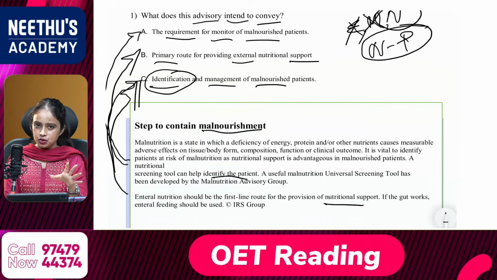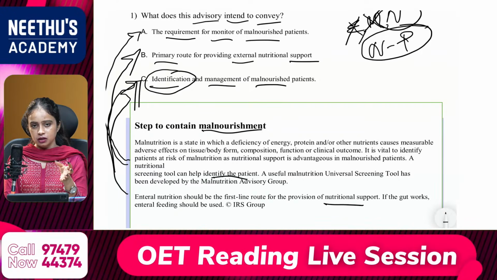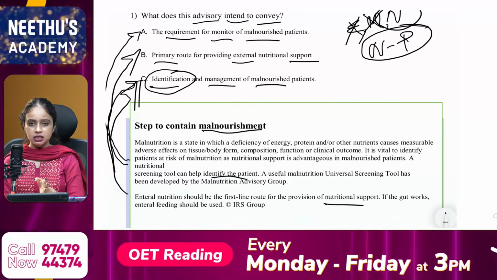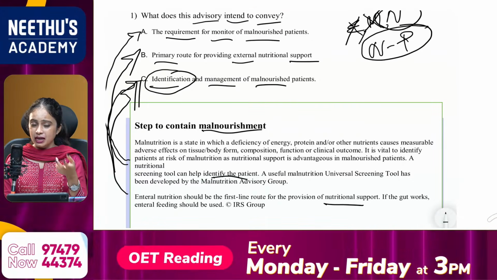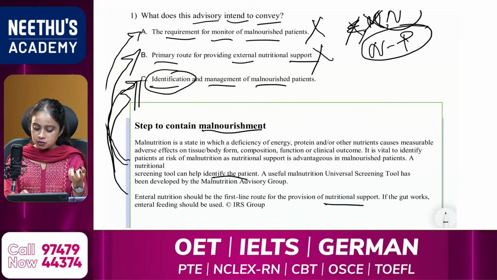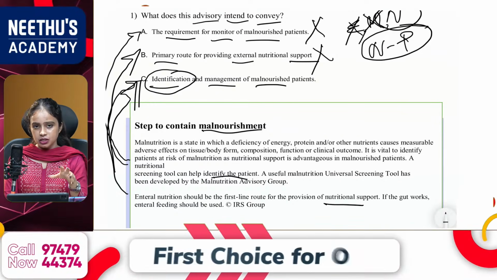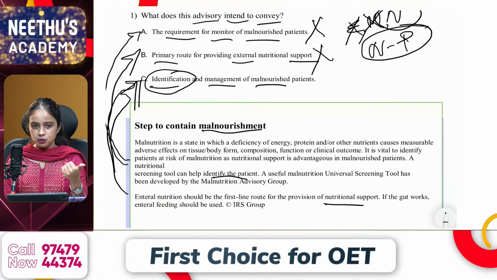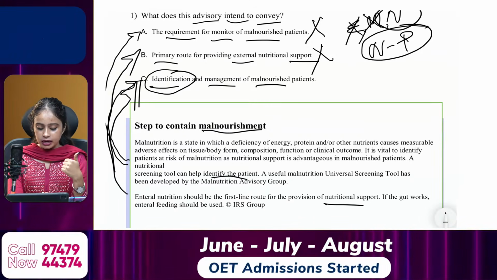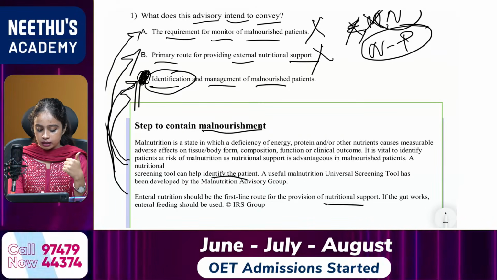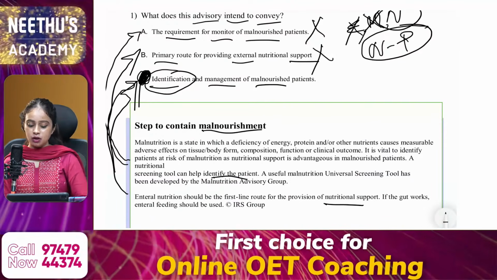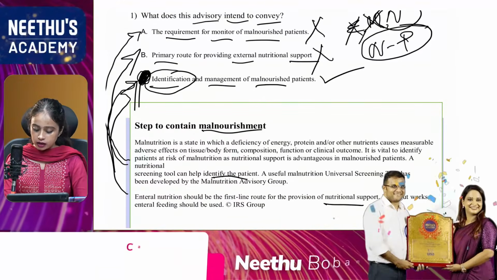First of all, it is sure it's not only about identification of the patient, something else is mentioned in the paragraph. So what is it? Identification plus management, right? So it is not option A, and we can also eliminate option B, because it is not about identification or about management. It's about both identification and management. So we can select option C. That is the correct answer: identification and management of malnourished patients.